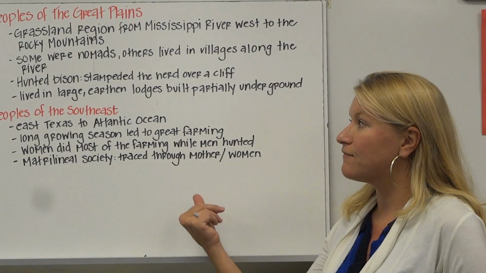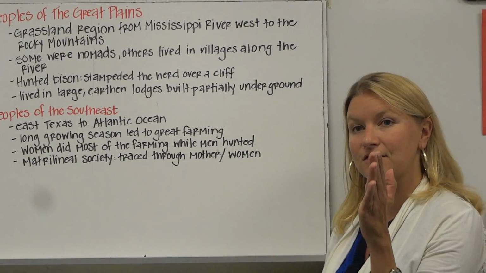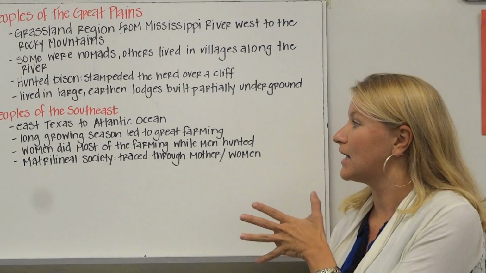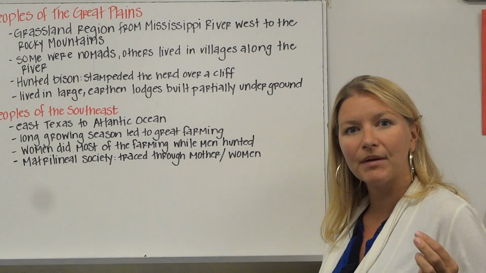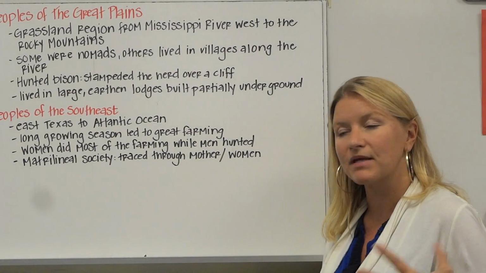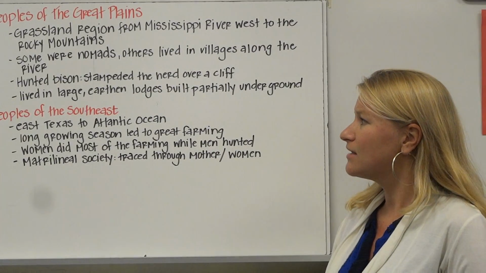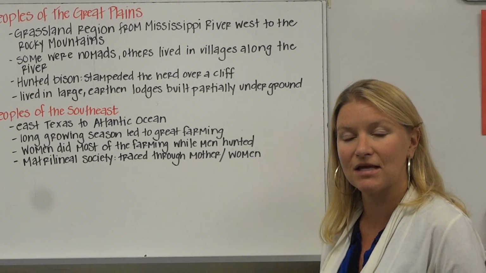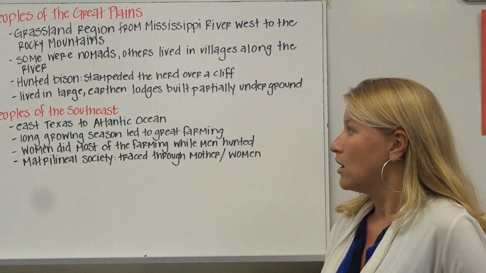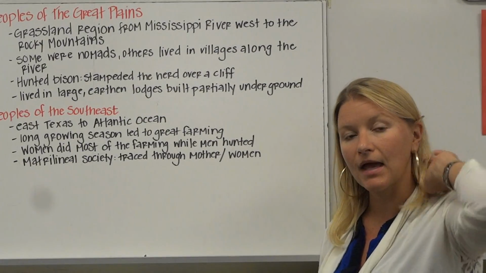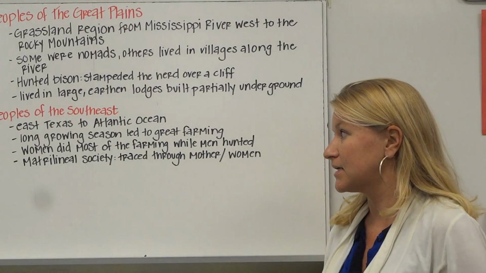And then there's people of the Southeast, and that's east of Texas all the way to the Atlantic Ocean. So that could be Alabama and Georgia, places along those lines. They had a really long growing season, which made them more dependent on farming. Women did a lot of the farming, and men actually did most of the hunting.